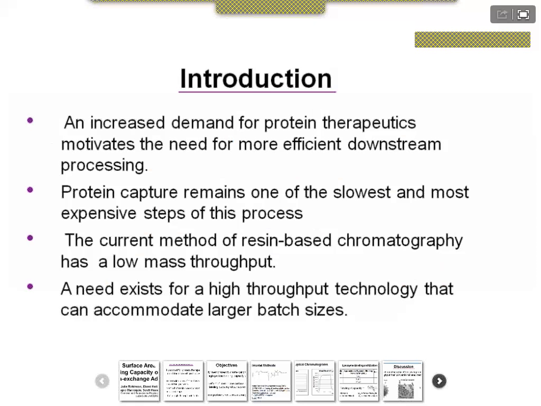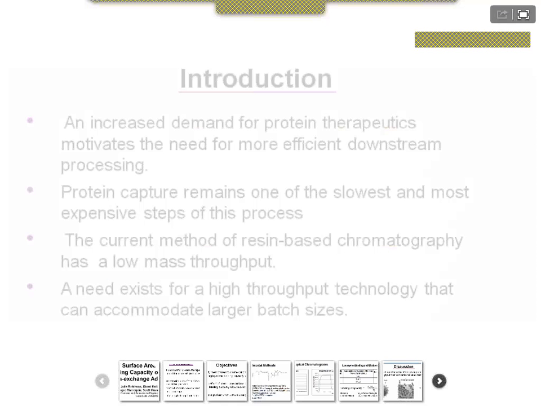My project is motivated by the need for more efficient downstream processing of proteins due to an increased demand for protein therapeutics. Within downstream processing, the protein capture step remains one of the slowest and most costly. The current industrial method is to use resin-based chromatography. However, these resin bead columns have a low mass throughput and high pressure drop. Thus, there exists a need for a high throughput, low pressure drop technology that can accommodate larger batch sizes in upcoming years.